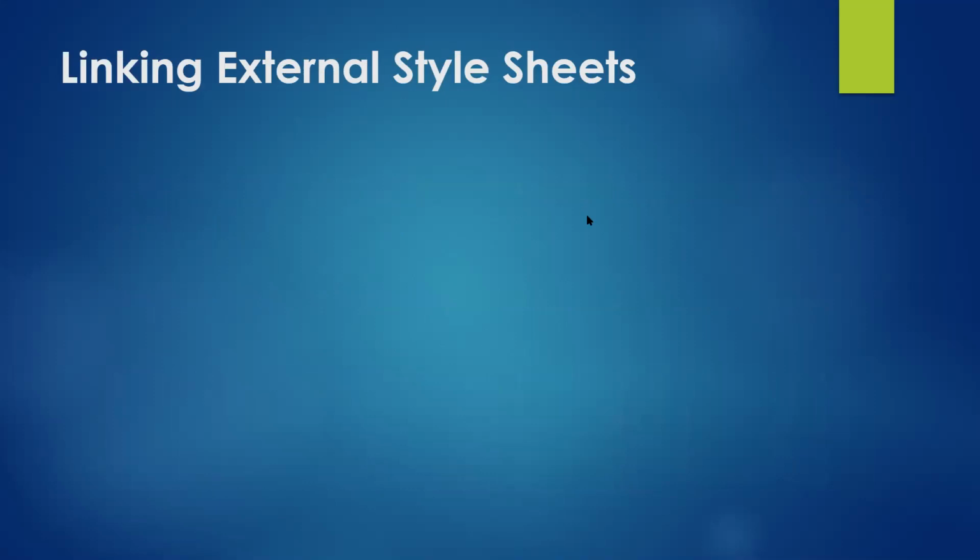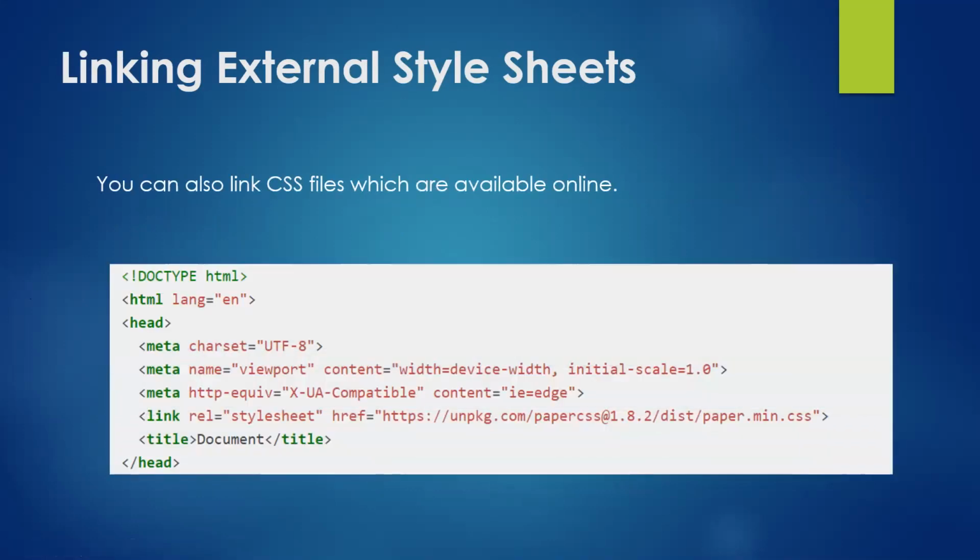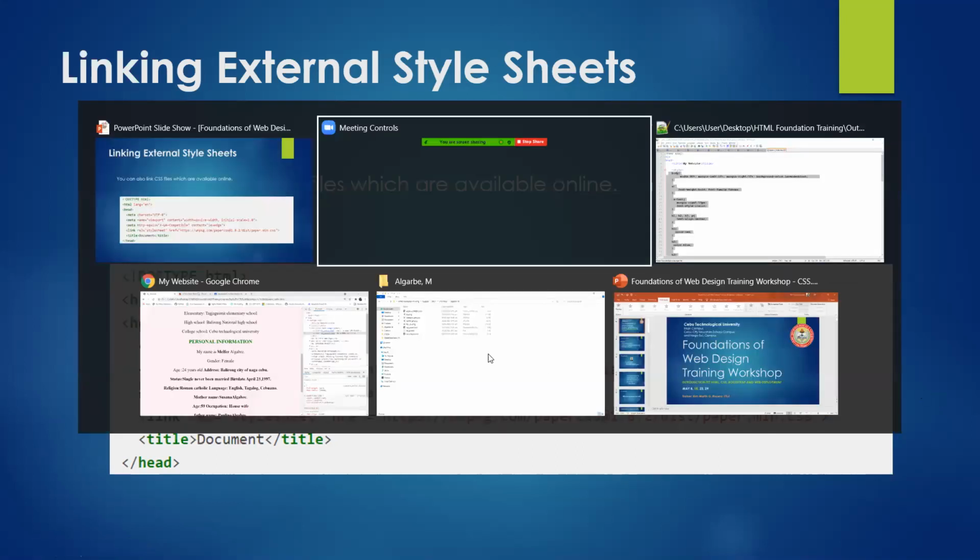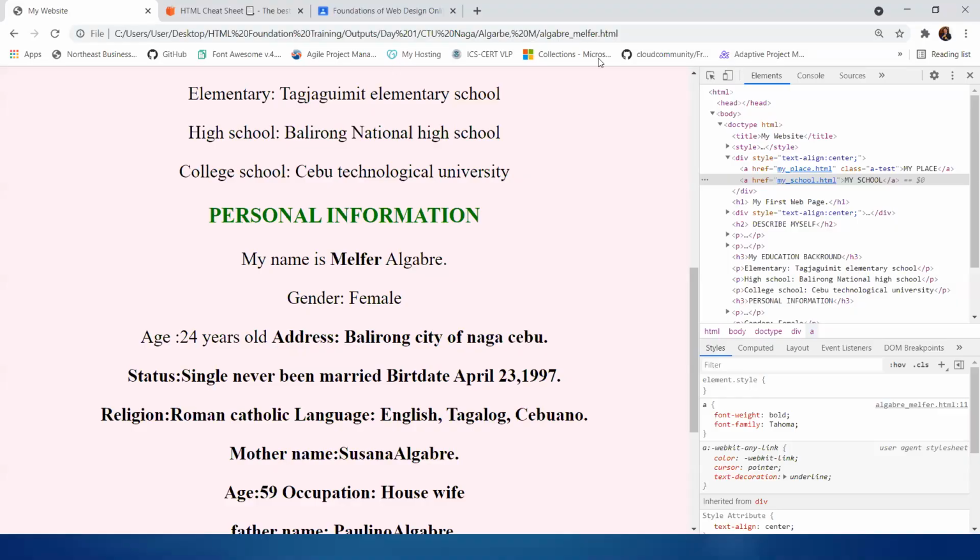So another way of linking an external style sheet is that you can also use an online CSS. Here, one example is using HTTPS and package.com paper CSS. I love using paper CSS now, so I will show you this link.